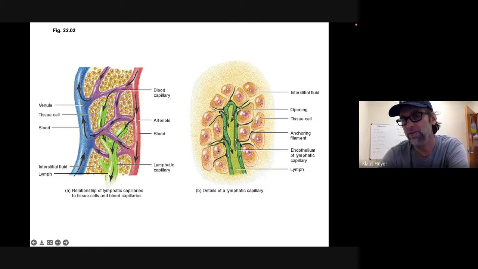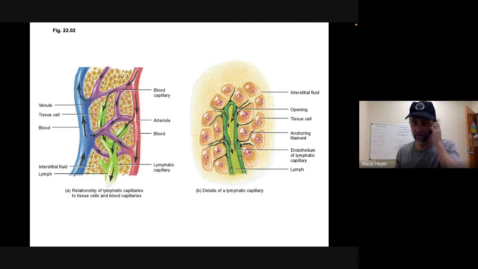Here's a bigger picture of it, right? So there's these doors that can open up to allow fluid in, but it doesn't let fluid back out. So this is the very beginning of the lymphatic system. This is where it starts. It starts at the lymphatic capillary.